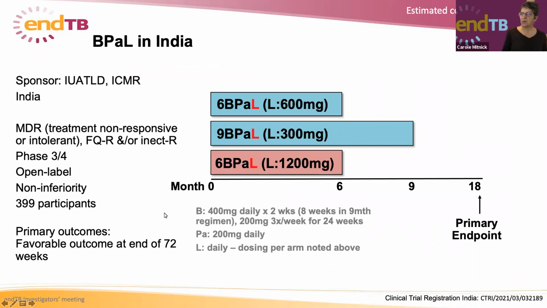The next trial addresses a BPAL containing regimen, and this one also tries to optimize the linezolid dose. It is a newly launched trial in India comparing the same 3 drugs, but with different doses of linezolid. And notably, when there's a 300 milligram dose of linezolid, the treatment is extended to 9 months. These results are expected sometime in 2024.